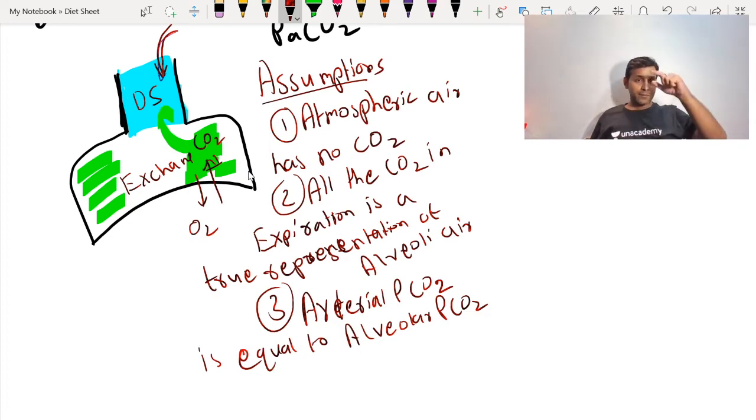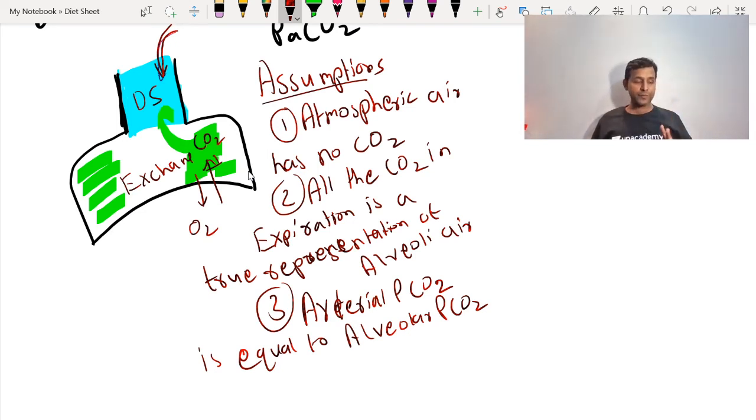First, the atmospheric air which we breathe in has no carbon dioxide in it. So the dead space volume where you breathe in has no carbon dioxide is the first assumption we take. Ideally there is no carbon dioxide; it's only 0.003%, which is almost negligible. Second assumption which we take is that all the CO2 which is coming during expiration, the source is only alveoli. So all the CO2 is coming from the exchangeable air only, and there is no extra addition of CO2 from any air other than alveoli. Means no atmospheric CO2 is getting added.